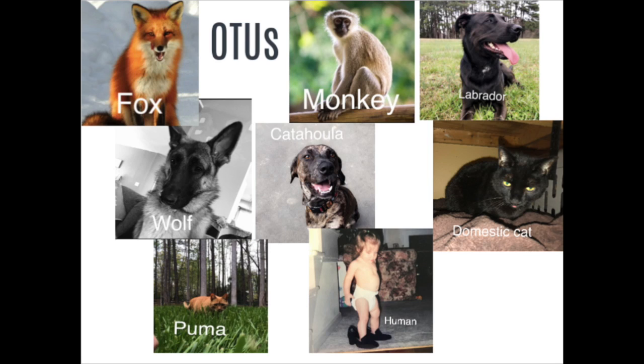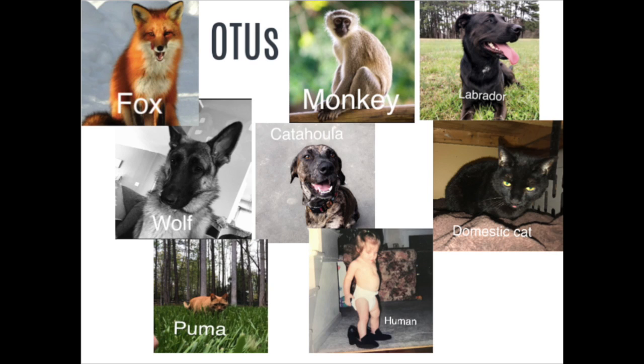Now, there is a cat posing as a puma and a German shepherd posing as a wolf, but close enough, right? We can use our imagination. The collection of species we'll be building a tree for includes a black lab, a catahoula, a wolf, a fox, a puma, a domestic cat, human, and a monkey. Sadly, I don't have a pet monkey or fox, so they will be photos from the internet.